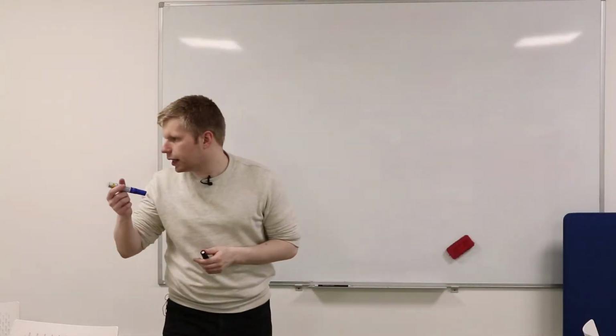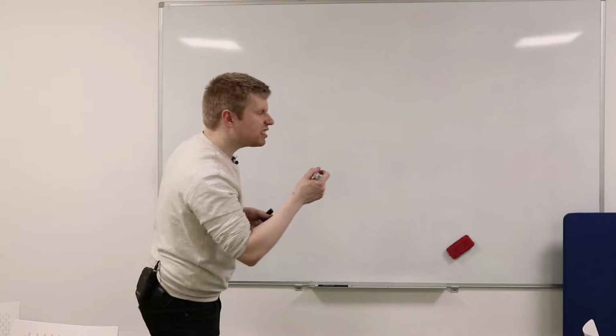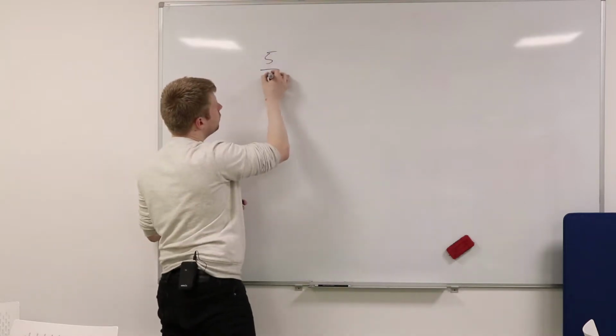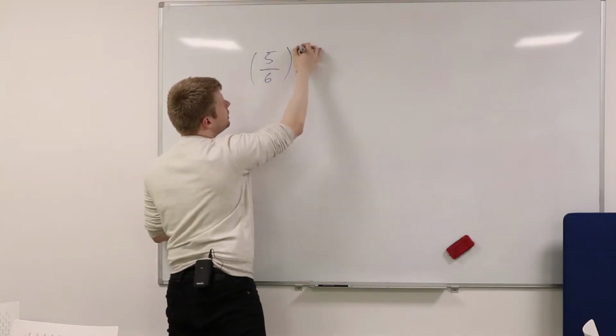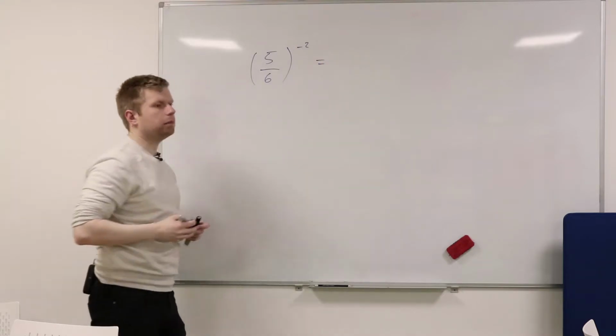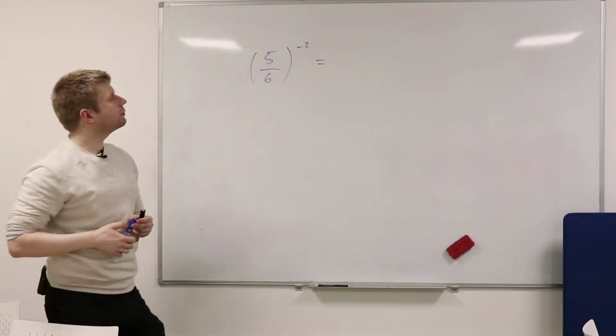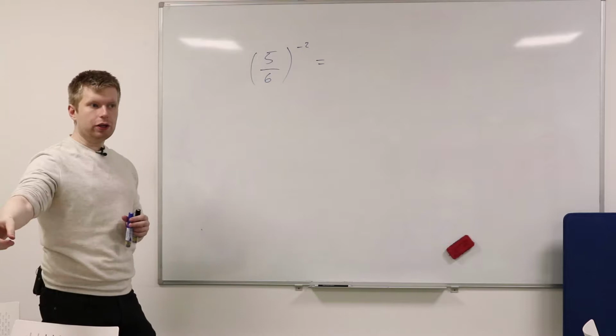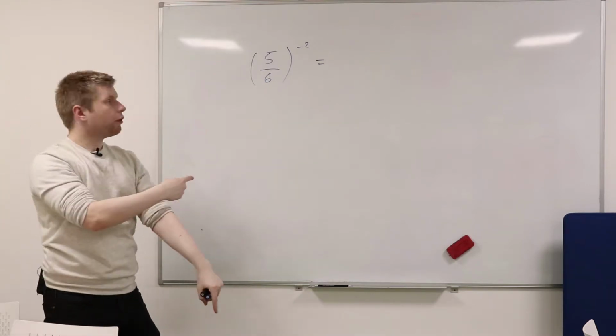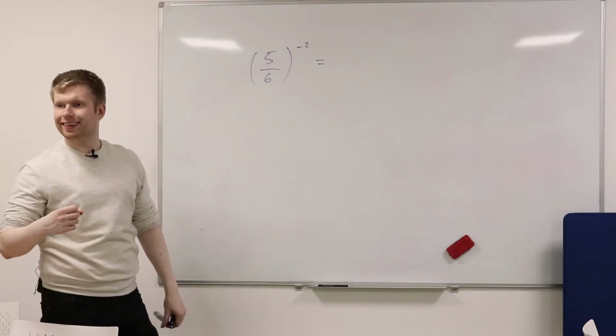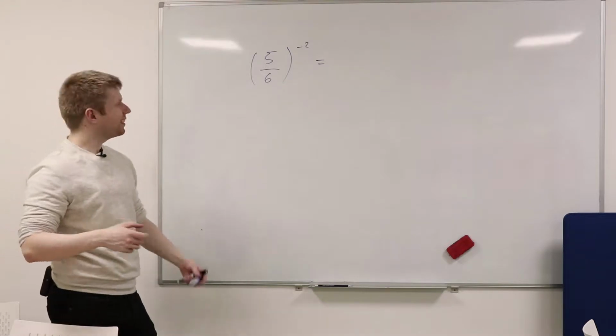Okay, so let's have a look at (5/6) to the power of -2. What's this going to be equal to? Okay, good. So break it down. Tell me how you got that. How'd you get that then? Like 36 divided by 25.